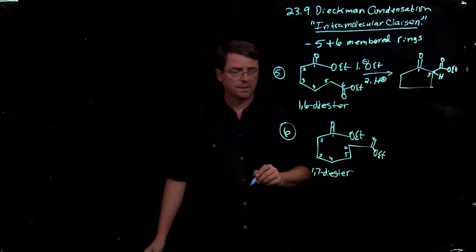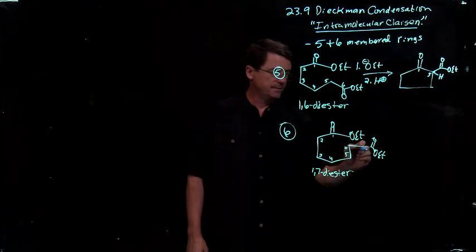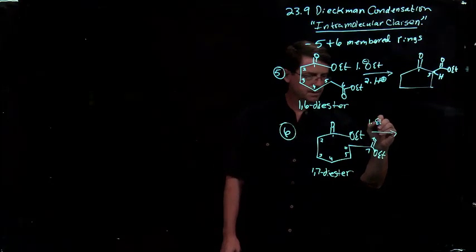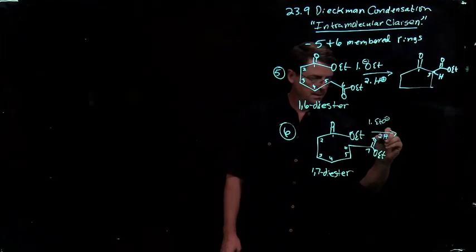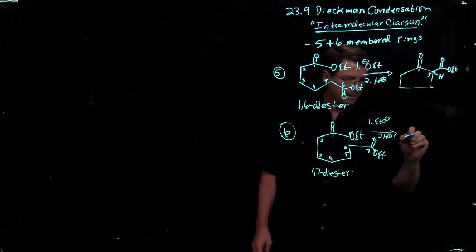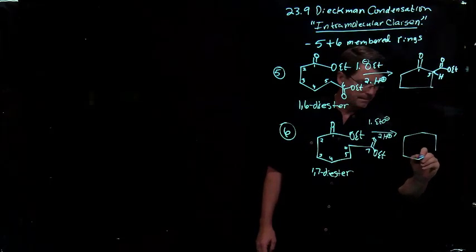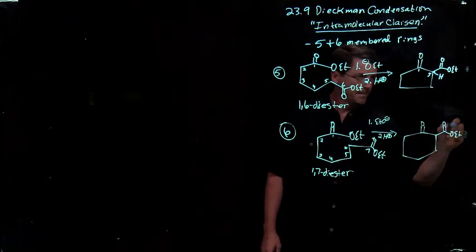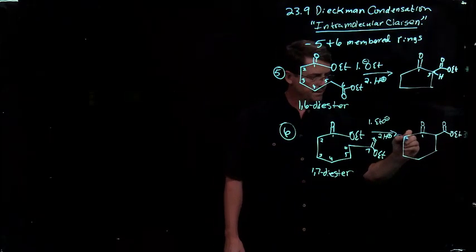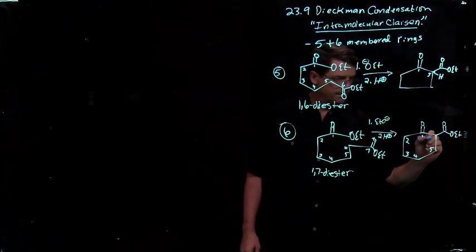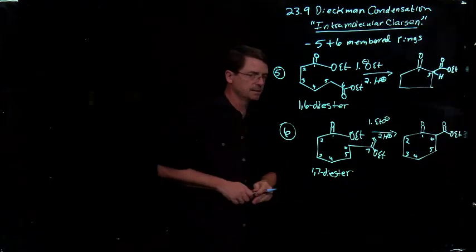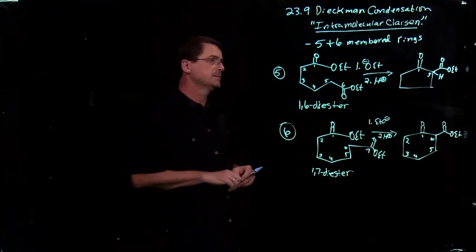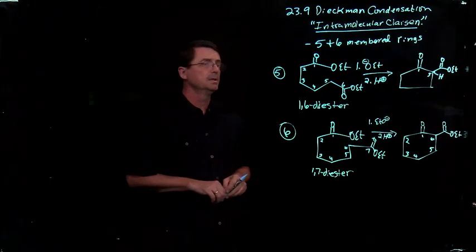It's symmetrical, so it doesn't matter if 2 attacks 7 or if 6 attacks 1. And again, with first ethoxide and then an aqueous acidic workup, we will make a 6-membered ring. And again, 1, 2, 3, 4, 5, 6 atoms there to make the 6-membered ring. So that is the Dieckmann condensation. This is very powerful and useful synthetic methodology.